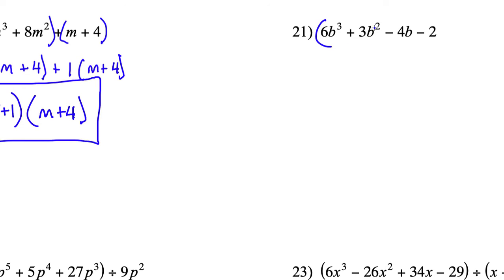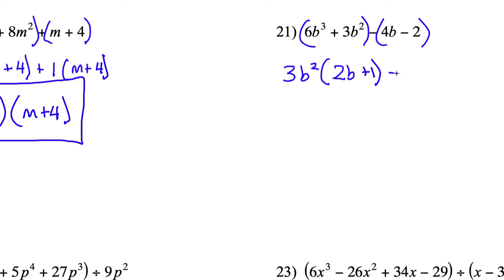Again, I'm doing the same steps. I put parentheses around the first two terms, last two terms, and I factor out the greatest common factor. Greatest common factor of 6 and 3 is 3. Greatest common factor of b to the power of 3 and b to the power of 2 is the smaller one, b to the power of 2. When I factor that out, I'm left with a 2b. I'm subtracting 3 minus 2. And when I factor out 3b squared from 3b squared, it's just 1, so plus 1.